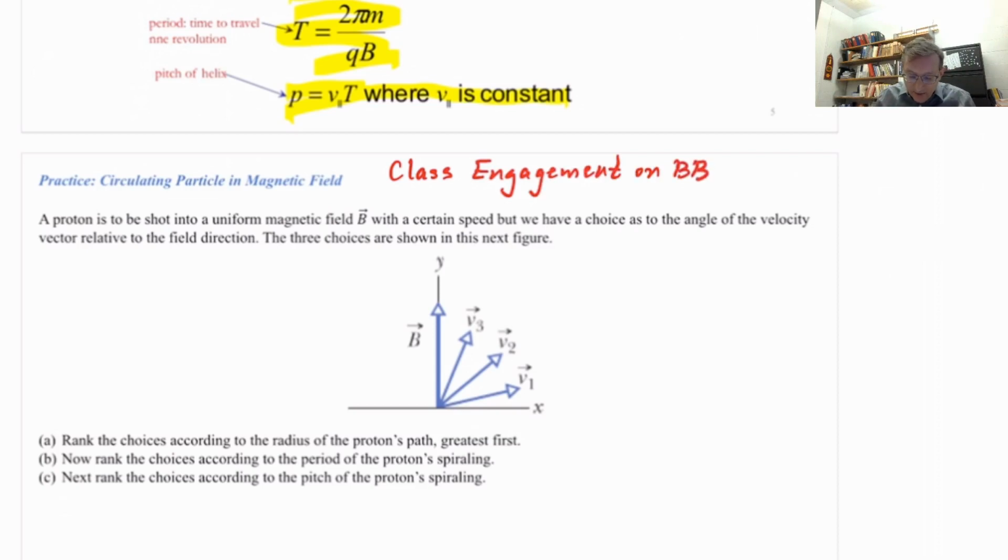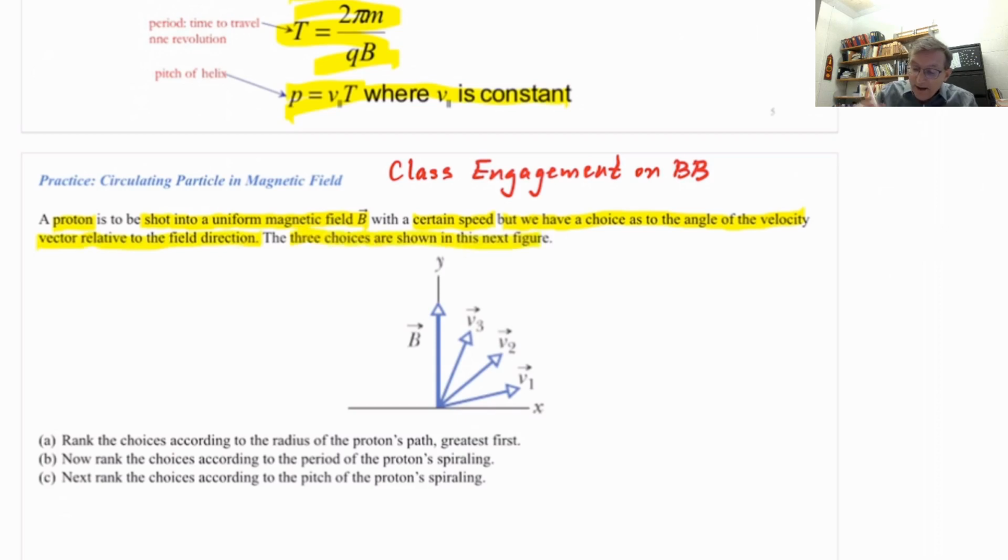All right, in this situation, we have a proton. So we're telling you the charge. It's to be shot into a uniform magnetic field, B arrow. And there's the magnetic field vector. It's in plus y. See it right there? And this proton is shot with a certain speed. That's fixed. But what we have a choice of is the angle of the velocity vector relative to the field direction. And the three choices are shown.